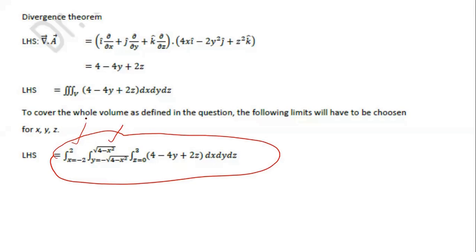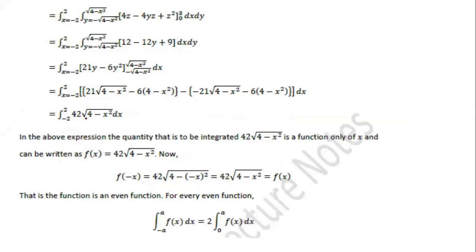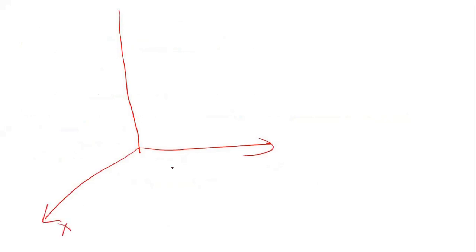Okay, so here the intention is to integrate over the whole volume of the cylinder. Let me draw the cylinder here. I'll try to make the best cylinder I can draw with my stylus pen. So let's say you have a cylinder here. This is your x, y, z coordinates, and you have a cylinder like this.